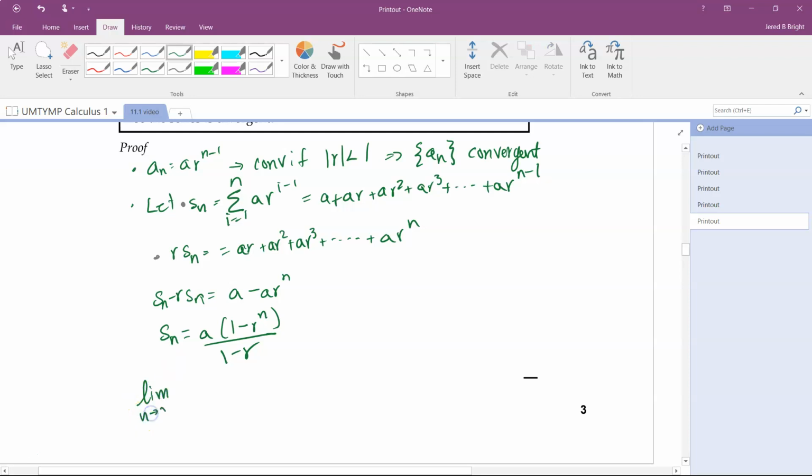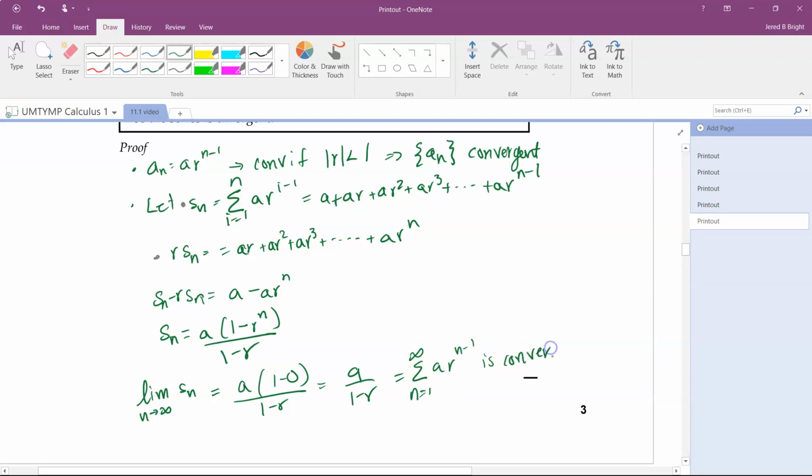The limit as n goes to infinity of Sn is, and if we think about this, r is going to be your common ratio, and we know its absolute value is less than 1. So as we go off to infinity, r to the n just goes to 0, and this approaches a times 1 minus 0 over 1 minus r, which is a over 1 minus r. So this is a finite number, and therefore the series from n equals 1 to infinity of ar to the n minus 1 is convergent.